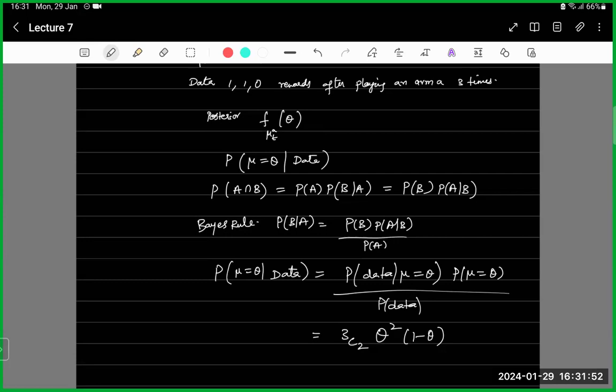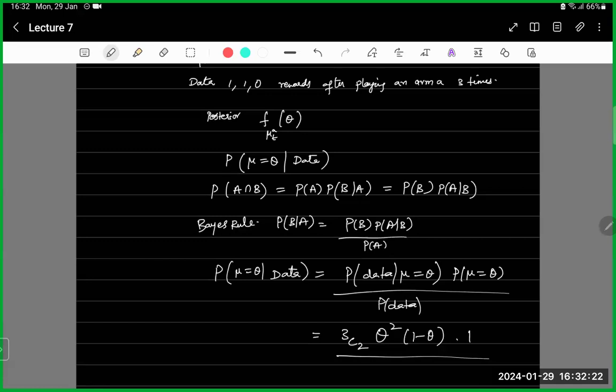And what is this thing? This is the prior distribution which we have. Before seeing the data, what is our belief on mu? If you assume this is a PDF, it was one everywhere between 0 and 1. We had a PDF of 1.